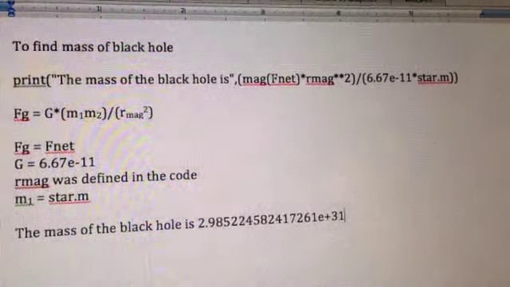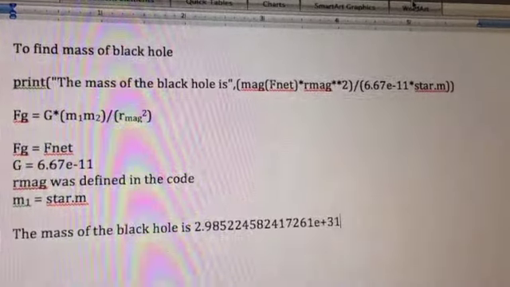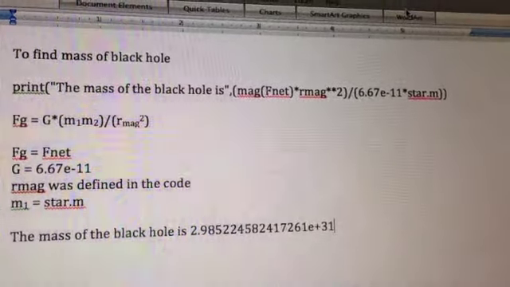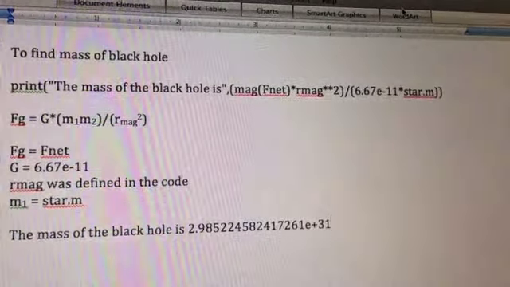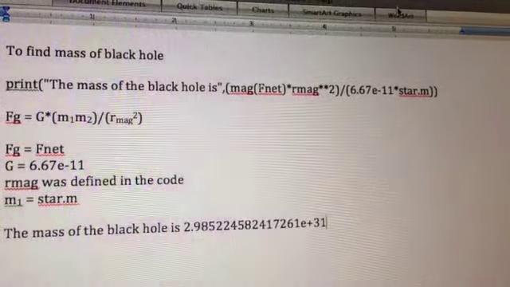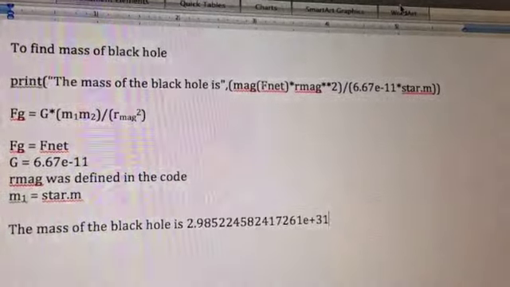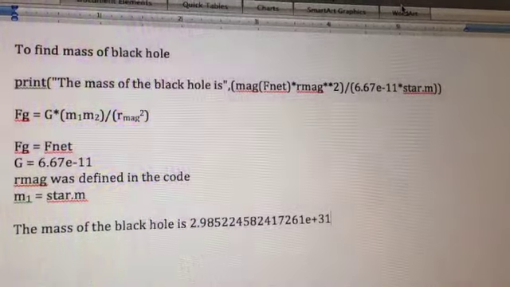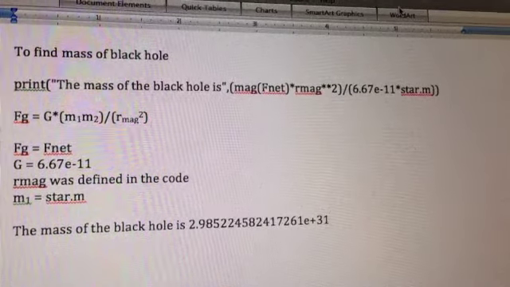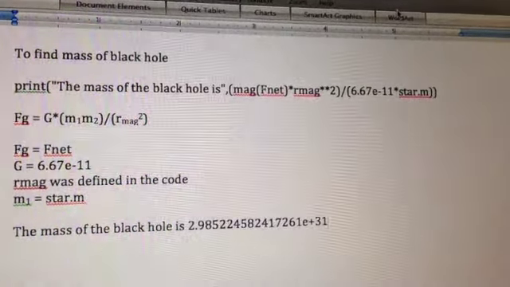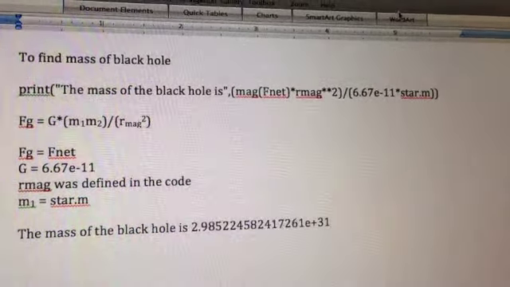I then use the following line of code to print out the mass of the black hole. I use Newton's law of gravitation, saying Fg is equal to G times m1 m2 divided by the magnitude of r squared. Fg is equal to Fnet. G is equal to 6.67e-11. R mag was defined in the code, and m1 was equal to the star mass. Python then found the mass of the black hole to be 2.985e31.